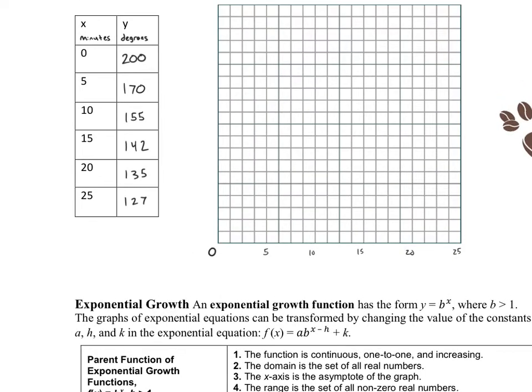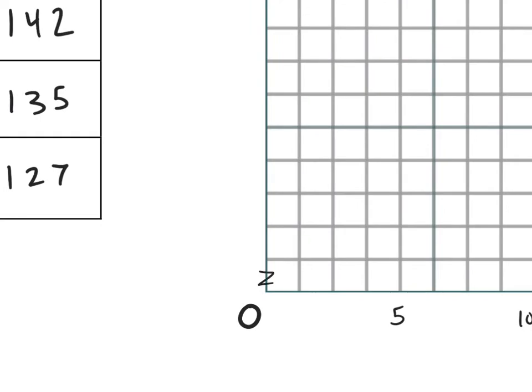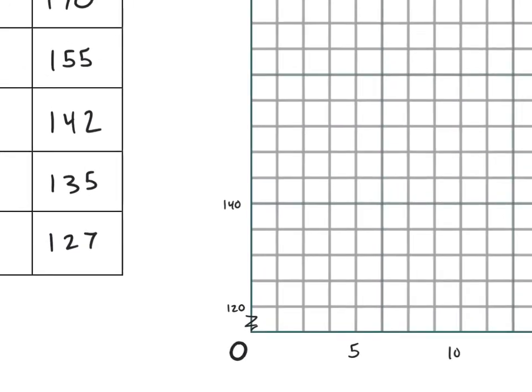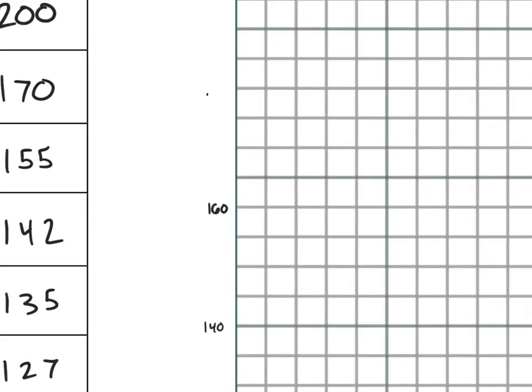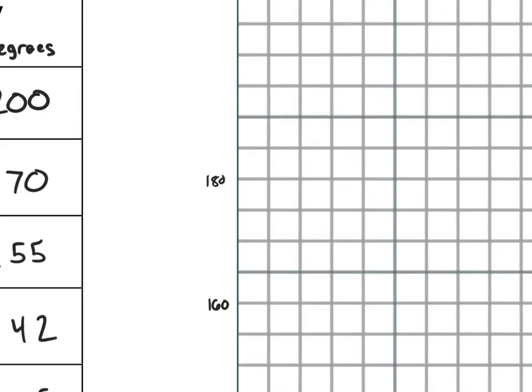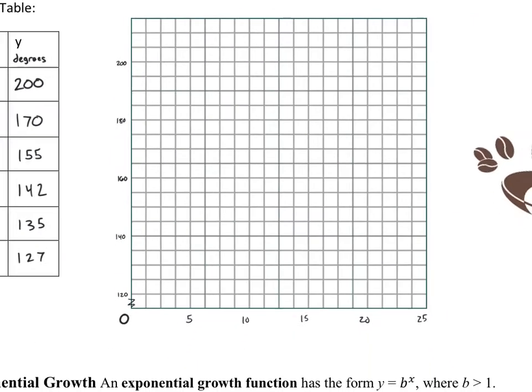And then for the temperature, I'm going to do a break so that I can start the graph a little higher than starting it at 0. I'm going to start it here at 120. And then every 4, I'm going to add on 20 more degrees. Alright, and once we have that set up, what we'll be able to do is plot these points.